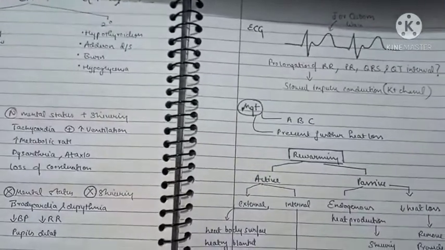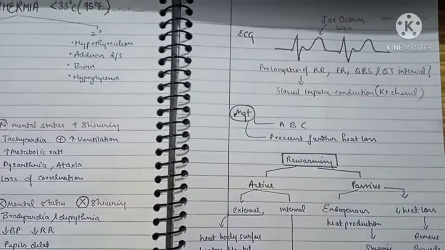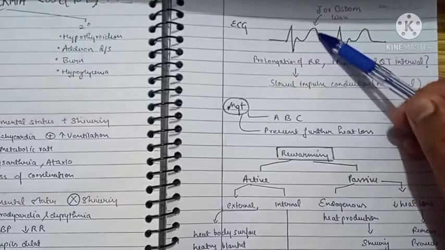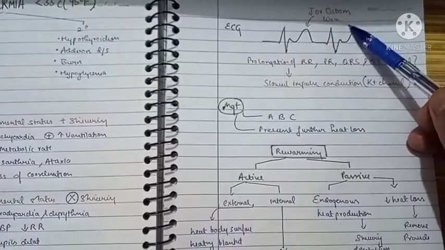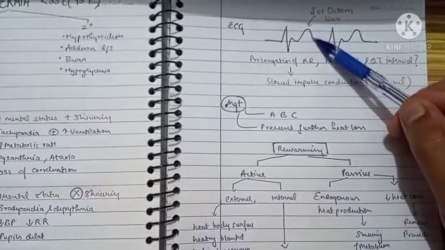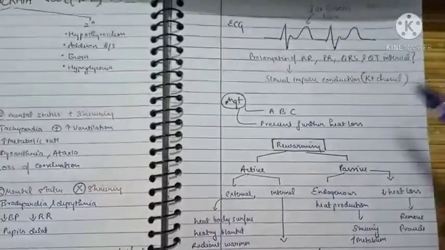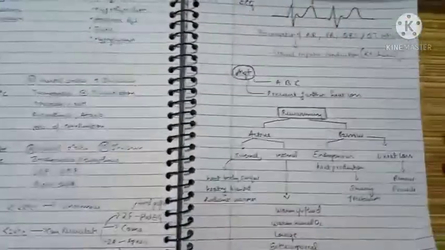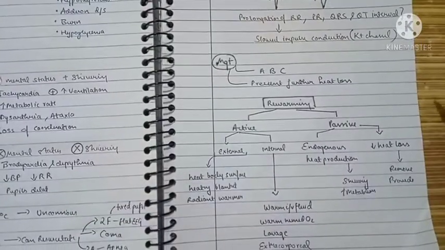A classical feature in the ECG is the J or Osborne wave, that is elevation of the ST segment. Now, this is classical in case of hypothermia, and the elevation of the Osborne wave is proportional to the degree of hypothermia. So these were some important points in hypothermia. Now let's talk about management of this condition.